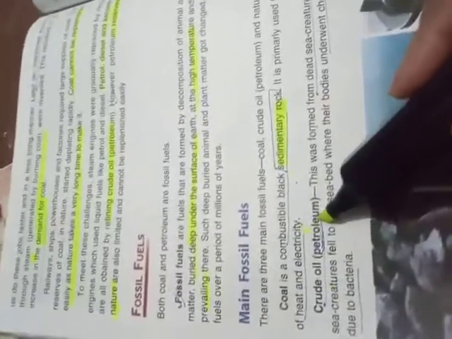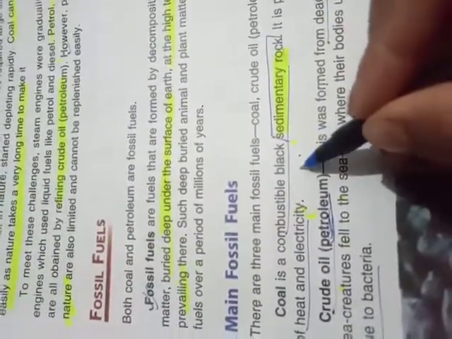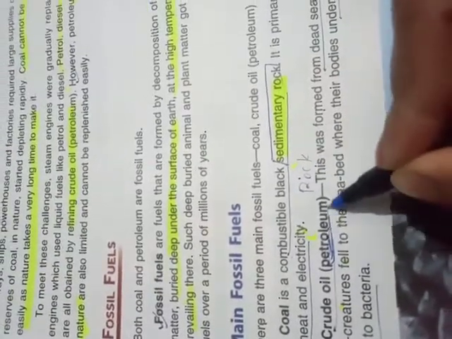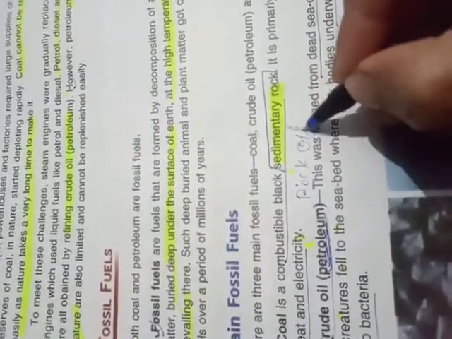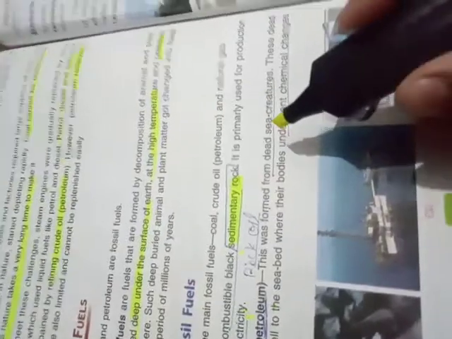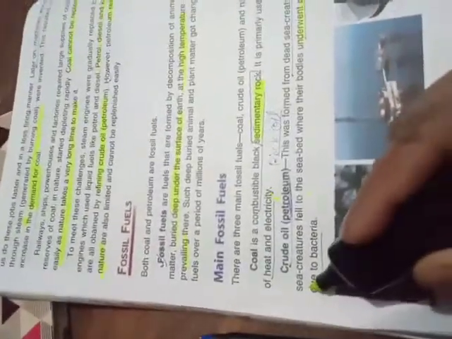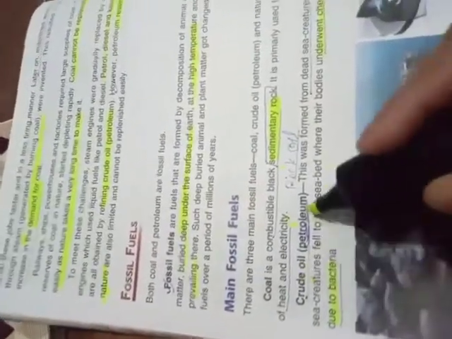Then the crude oil, it is also known as petroleum. Petroleum, just see, it is a Latin word. Petra means rock, and oleum means oil. So we also call this rock oil. This was formed by the dead sea creatures, those organisms which are of sea habitat, which live in the sea. After their death, they go to the seabed, and their bodies underwent chemical changes with the help of bacteria, and they form the petroleum.